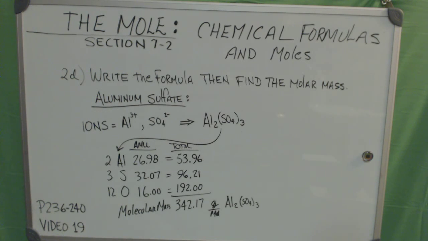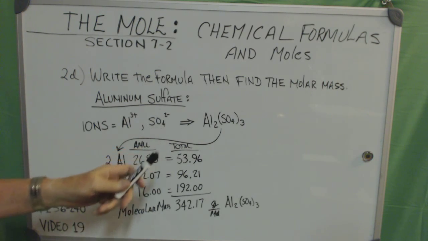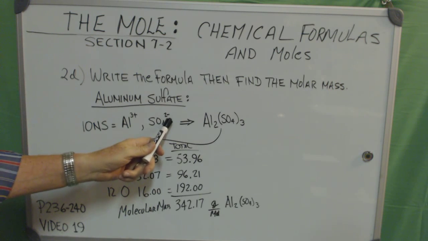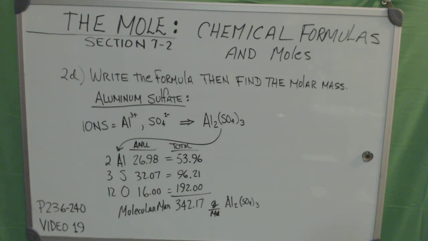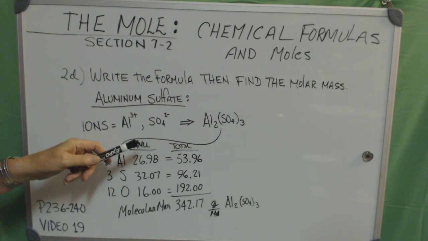And then you look at sulfate. Sulfate's found at the bottom group, and you look around until you find sulfate, and you see that it's SO4. And that has a charge of -2. And now I have my ions listed here. You're going to have problems like this on the quiz.